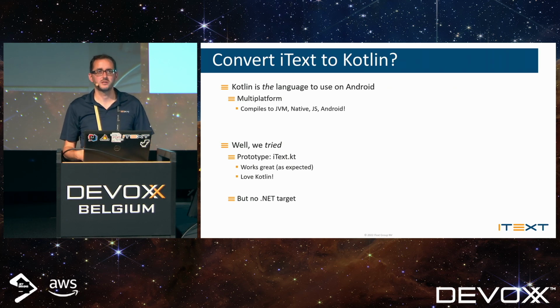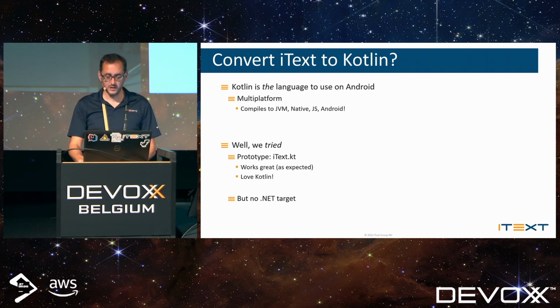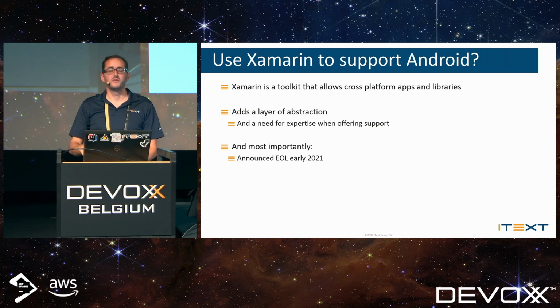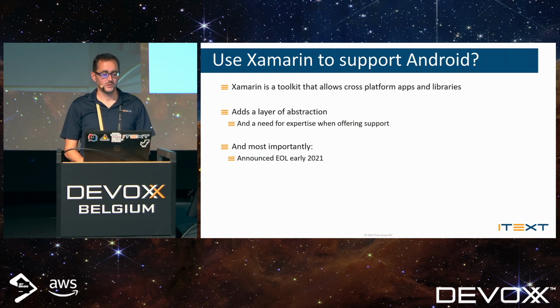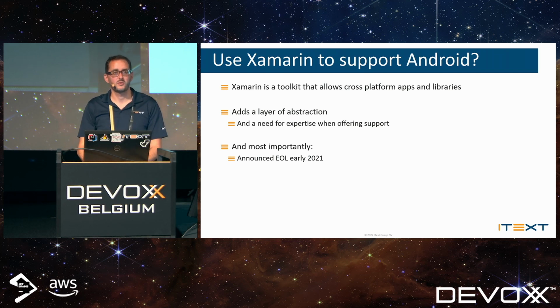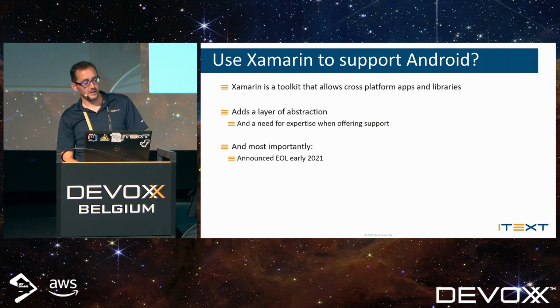It is on my watch list, so I have bookmarked all the bug trackers that I could find, all the issues that I could find that were interesting to us. Why didn't you use Xamarin to support Android? So Xamarin is a tool that allows cross-platform apps and libraries. So it adds a layer of abstraction.